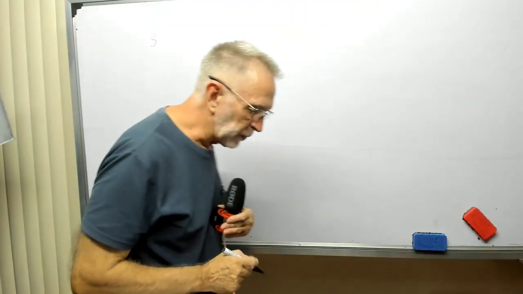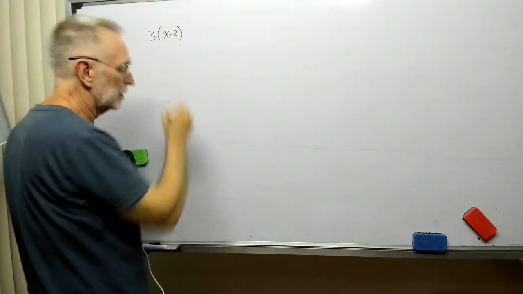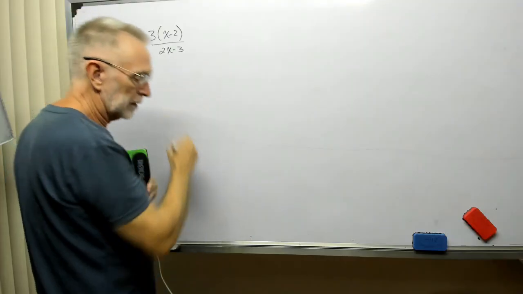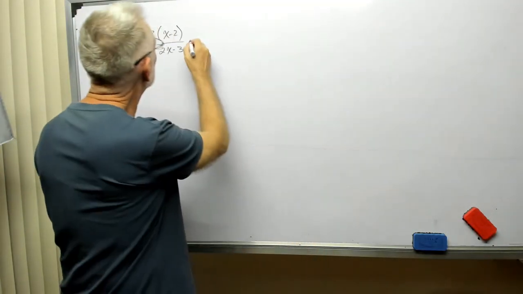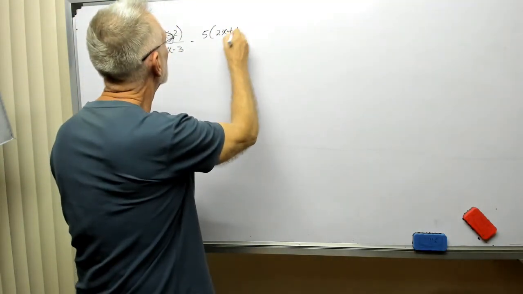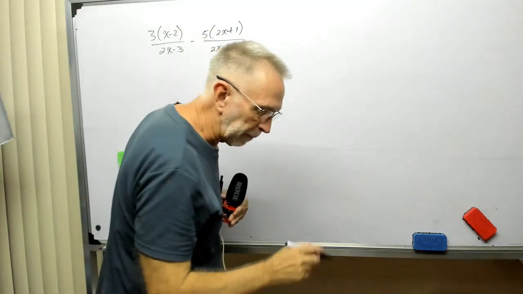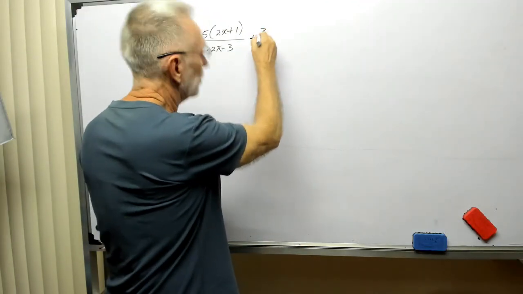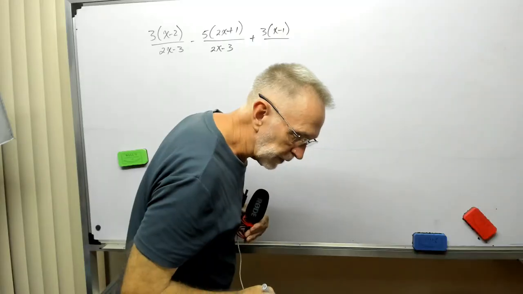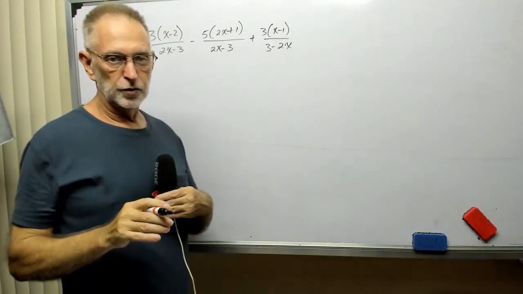Okay, I have 3 times x minus 2 over 2x minus 3, minus 5 times 2x plus 1 over 2x minus 3, plus 3 times x minus 1 over 3 minus 2x. And they're asking us to reduce this.